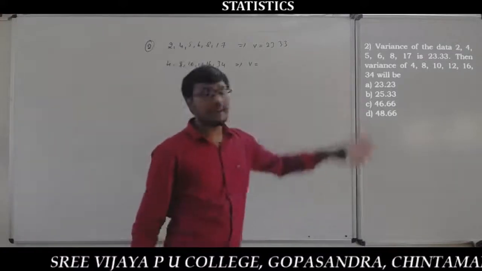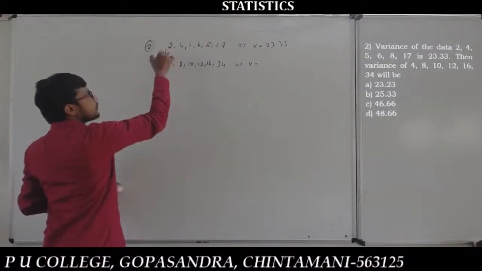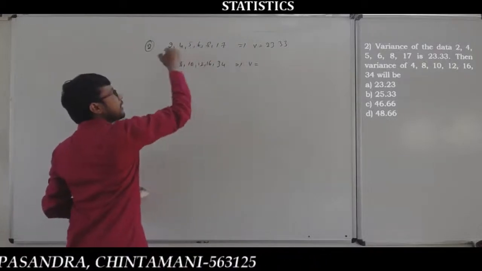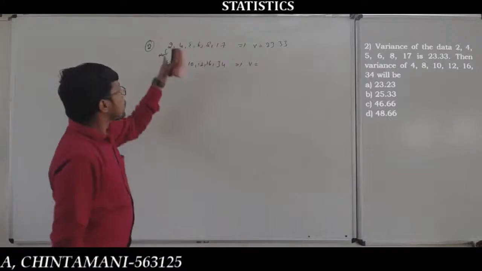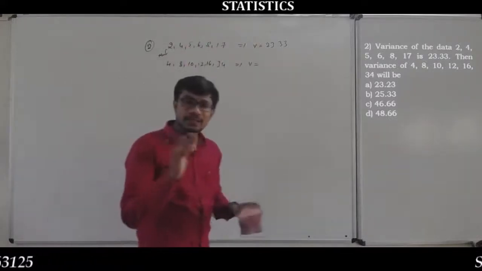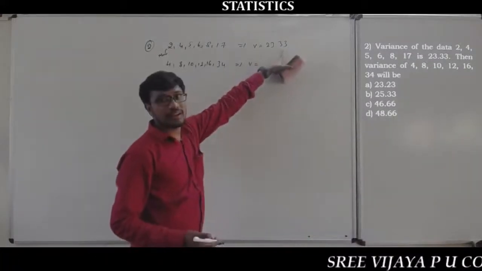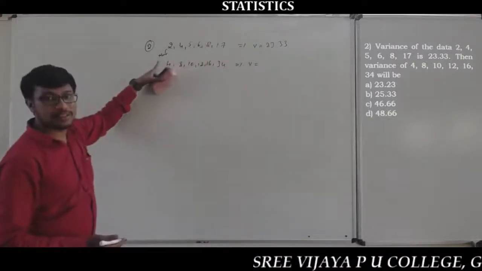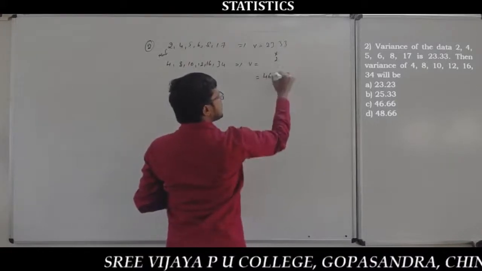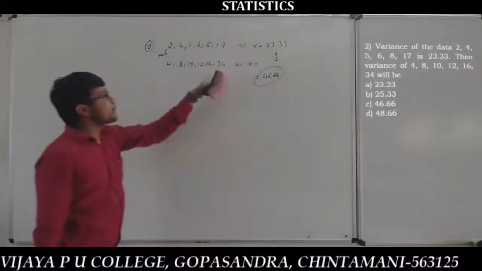Okay, again no need to find out all the values. Here, if you multiply 2 to 4, 4 to 8, 5 to 10, 6 to 12, 8 to 16, 17 to 34, for each observation multiplied by a fixed number, the standard deviation is also multiplied by that value, or the variance is also multiplied by that value. What variance did you get? 23.33, right? For which number are you multiplying these observations? That is 2. If you multiply by 2, you will get 46.66.